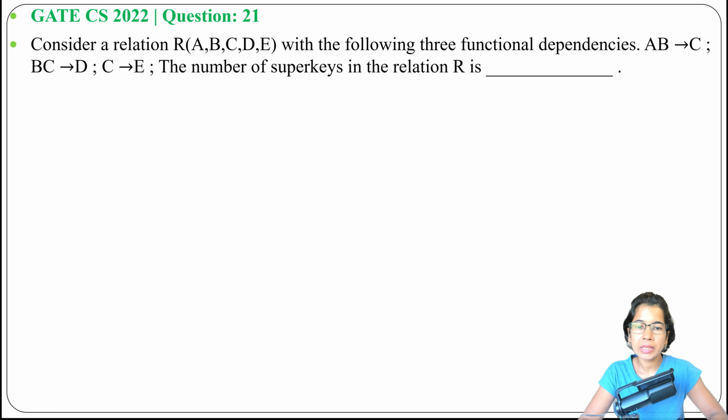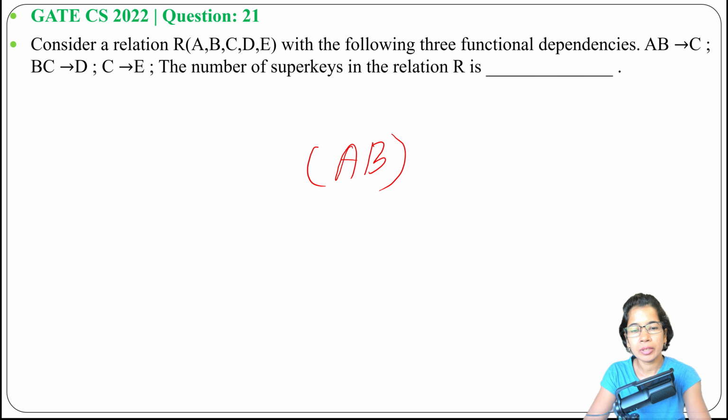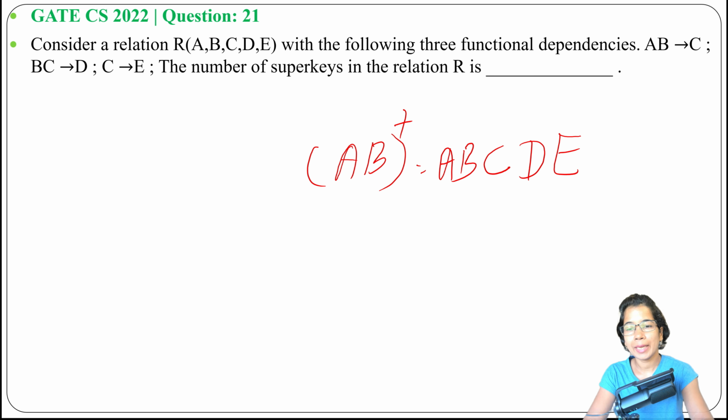Superkeys are the supersets of a candidate or primary key. So first we need to find the candidate key. AB positive closure will be AB. Then C is dependent on AB, so C. D is dependent on BC, we'll add D. E is dependent on C, so we can add E. From AB, we can derive A, B, C, D, E. All are dependent on AB, that's why AB is the candidate key.